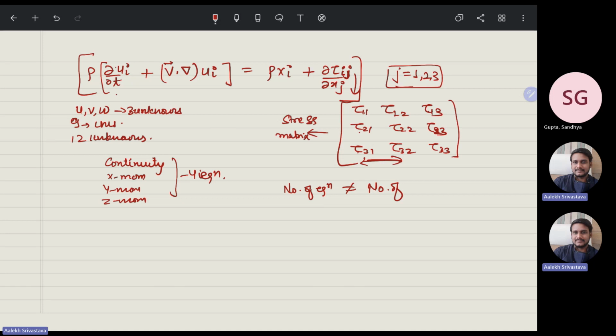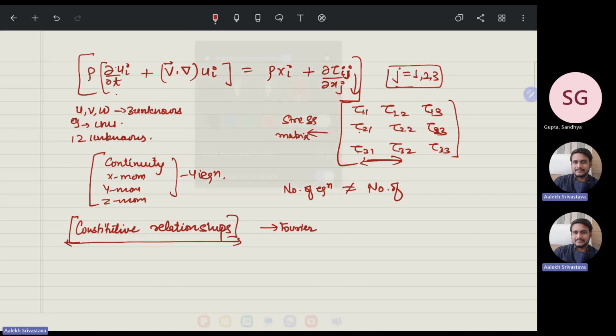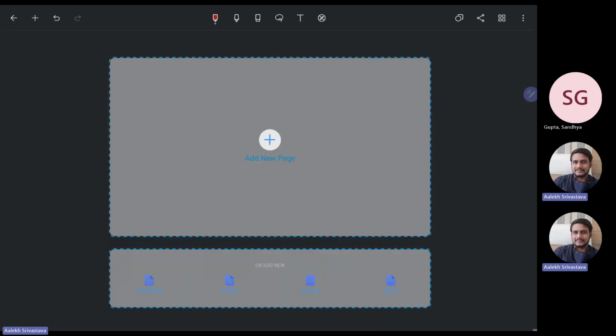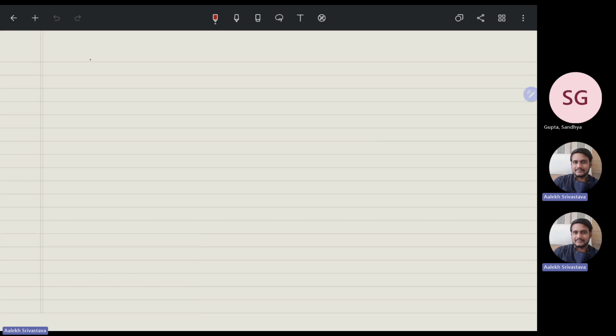Now what we will do, because we have only continuity, x momentum, y momentum, z momentum, is use what are called constitutive relationships, or constitutive equations. We will try to reduce the number of unknowns. For example, Fourier law of heat conduction is a constitutive relationship. So we will use these to simplify the equation. For the Navier-Stokes equation, one assumption will be there.